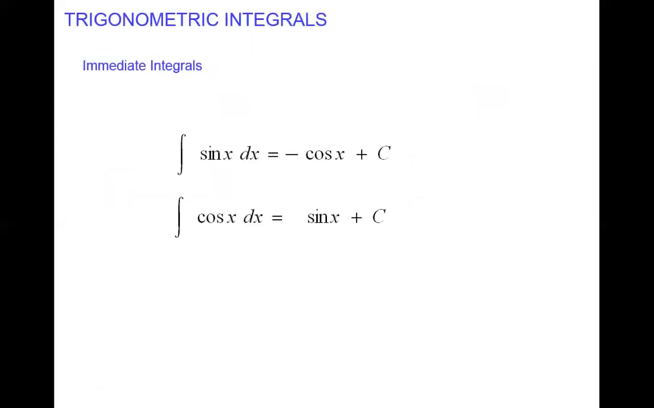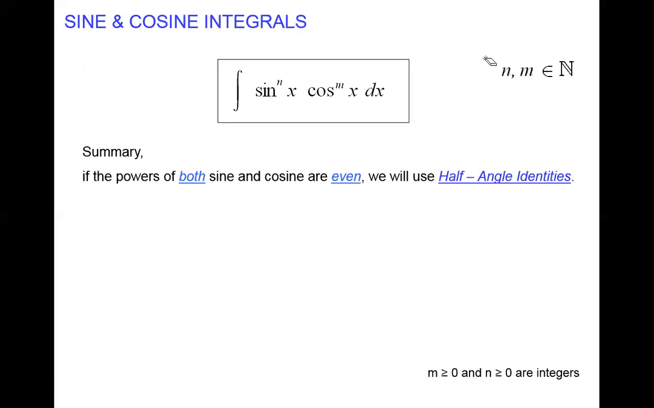Another integrals that we already learned in Calculus 1 are the direct antiderivatives or immediate integrals. Integral of sine of x dx, of course, is negative cosine of x plus the constant of integration, and integral of cosine of x dx is sine of x. Okay, let's start.